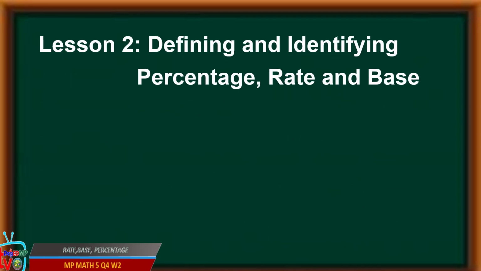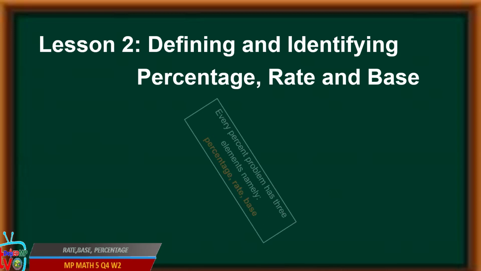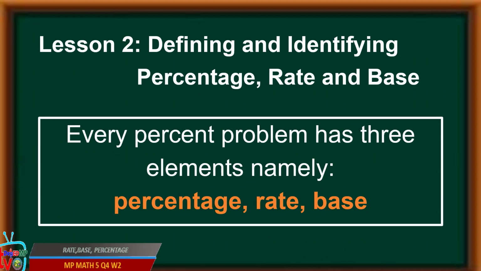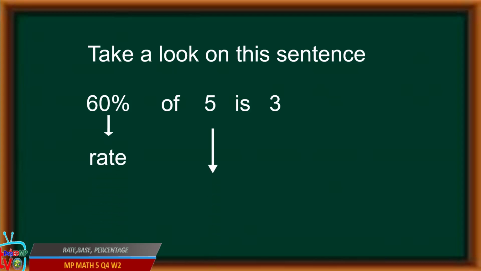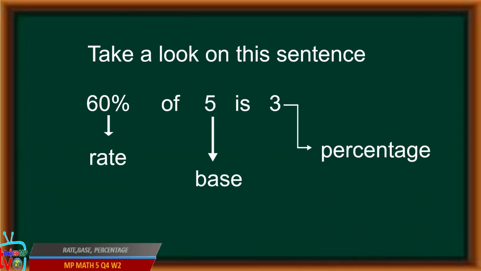Let's come to lesson 2, defining and identifying percentage, rate, and base. Every percent problem has 3 elements, namely percentage, rate, and base. Let's take a look at this sentence. 60% of 5 is 3. 60% is the rate, 5 is the base, and 3 is the percentage.